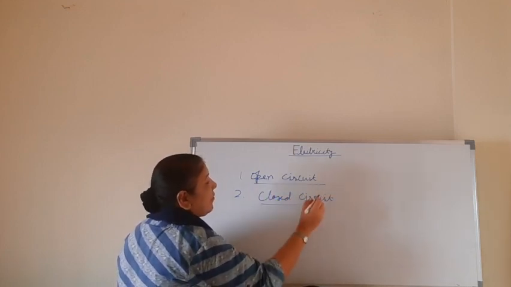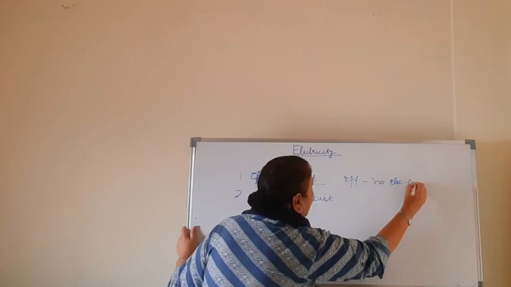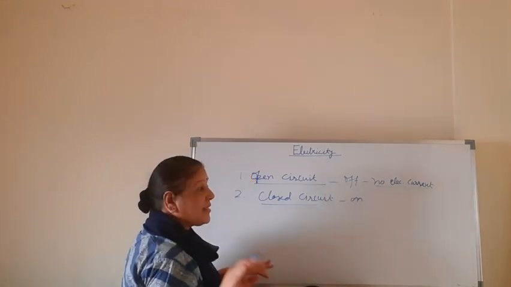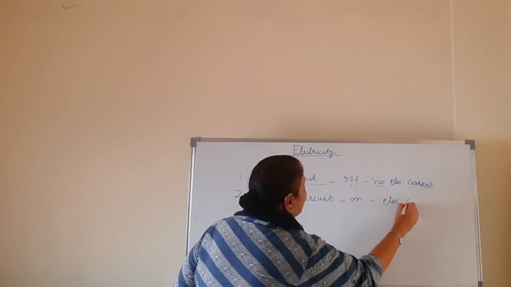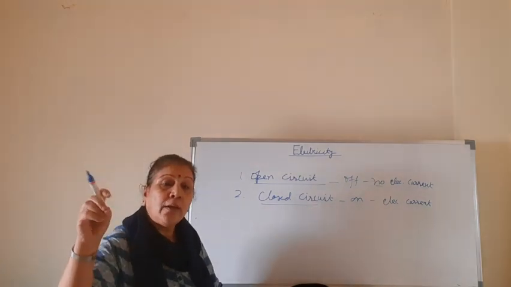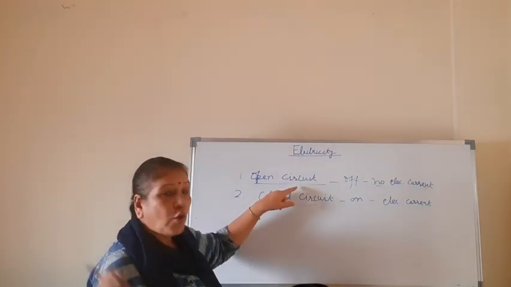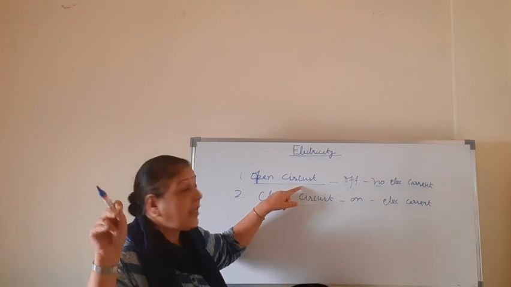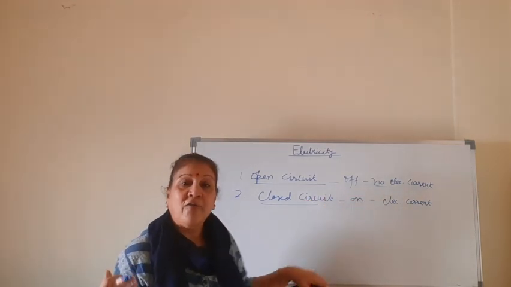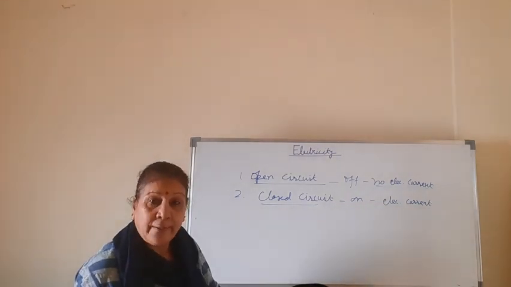So open circuit, when the circuit is off, no electric current is flowing through it. Whereas when we say closed circuit, it means it is on, so electric current is flowing. If we have a switch and you switch it on, the circuit completes itself and we say it's a closed circuit. When we switch off any switch or plug or key, the circuit is not complete and it is off and there is no electric current flowing in it. So always remember, open circuit means no electric current flowing, closed circuit means electric current is flowing.